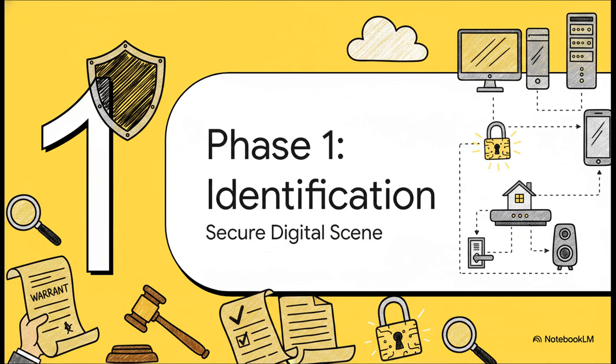We kick things off by mapping out all the potential evidence sources, from traditional endpoints right down to IoT devices. But crucially, before anyone touches anything, we absolutely must confirm legal authority. Usually, this means getting a search warrant, because if you act without authorization, literally everything you find becomes legally inadmissible.